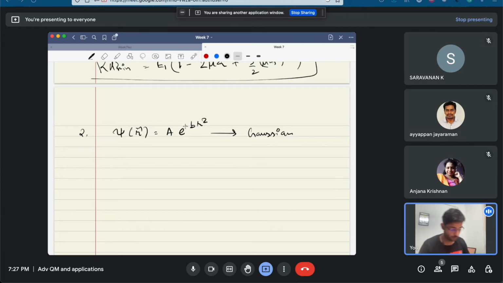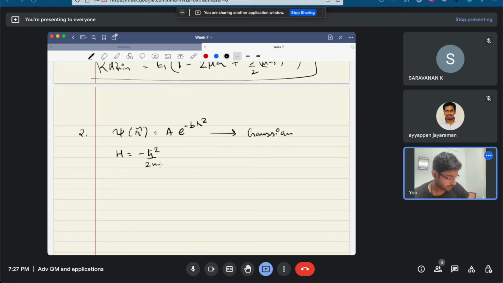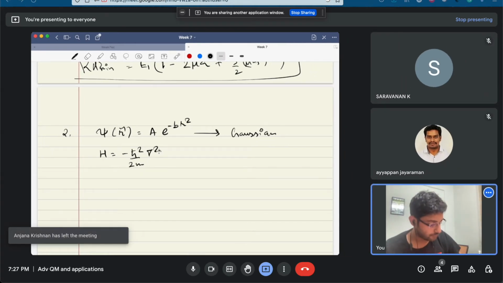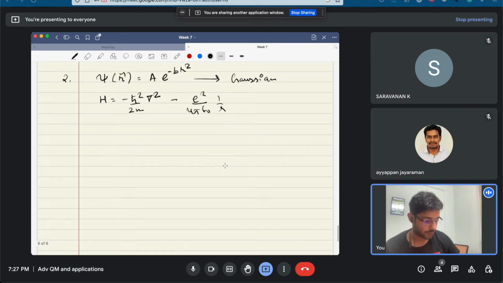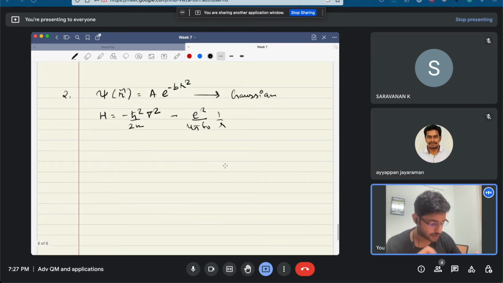Okay, so for that purpose, you already know about the Hamiltonian for the hydrogen atom, which is minus h bar square by 2m del square minus e square by 4 pi epsilon naught 1 by r. So this is the Coulombic term, and the first one is the kinetic term. Okay, and after this we are going to take on some WKB approximation questions. Okay, so this will be the last on the variational principle.